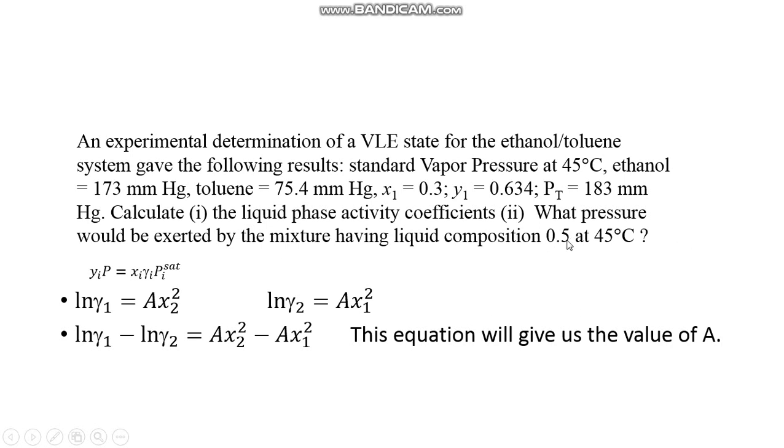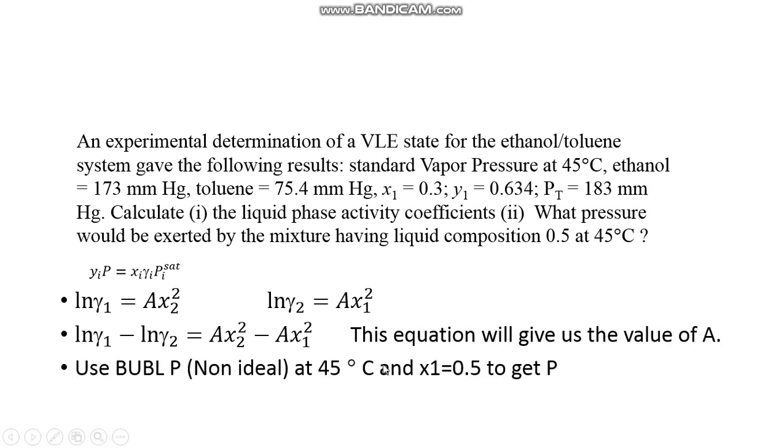Now I need to calculate, I have been given T and x1 for a non-ideal system for which A is given, temperature is given, vapor pressures are given, and what I need to do is just use bubble P calculation for a non-ideal system at 45 degrees Celsius and x1 equal to 0.5 to get the pressure and if required y. So this is how you can solve the first two problems.